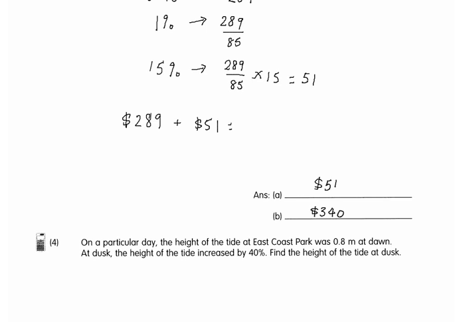This is one method of doing. Okay? What is another way of doing this? $289 over 85 multiplied by 100, correct? We find 100% directly. Okay, this is another way of doing. Okay or not? Let's look at next question.